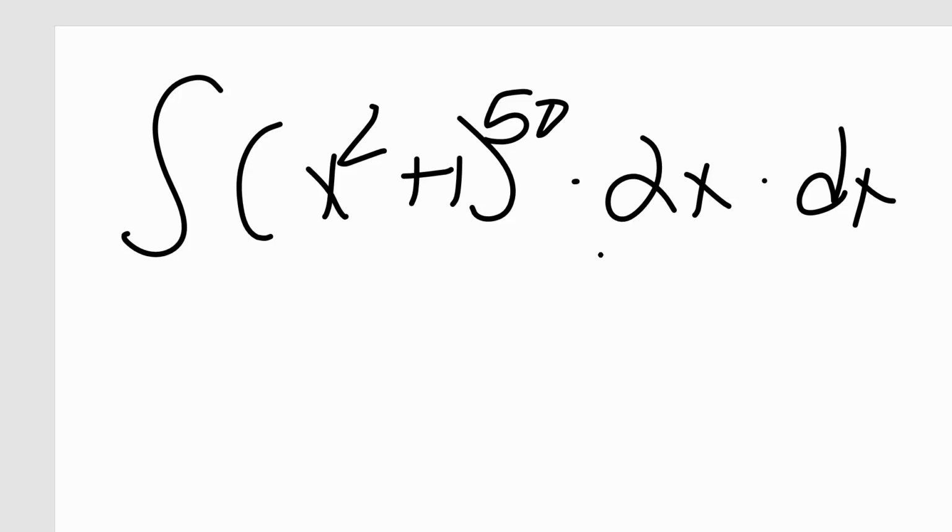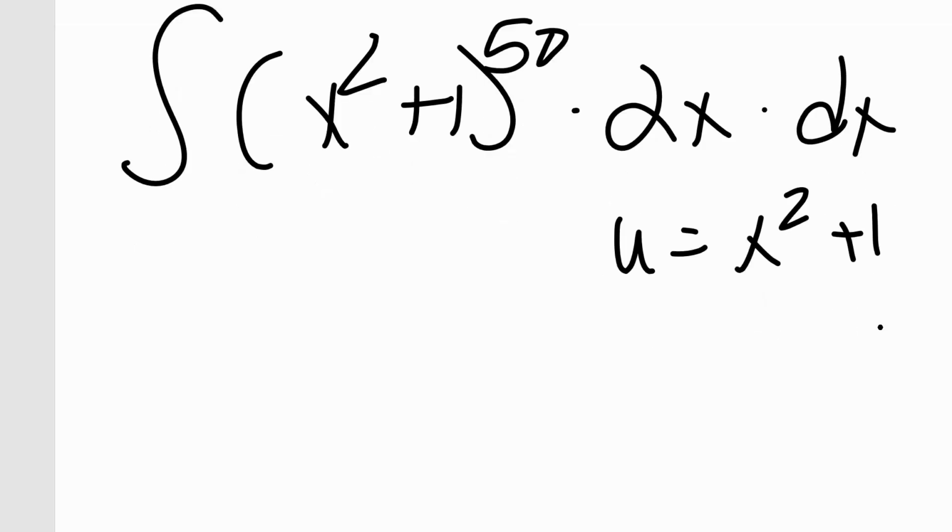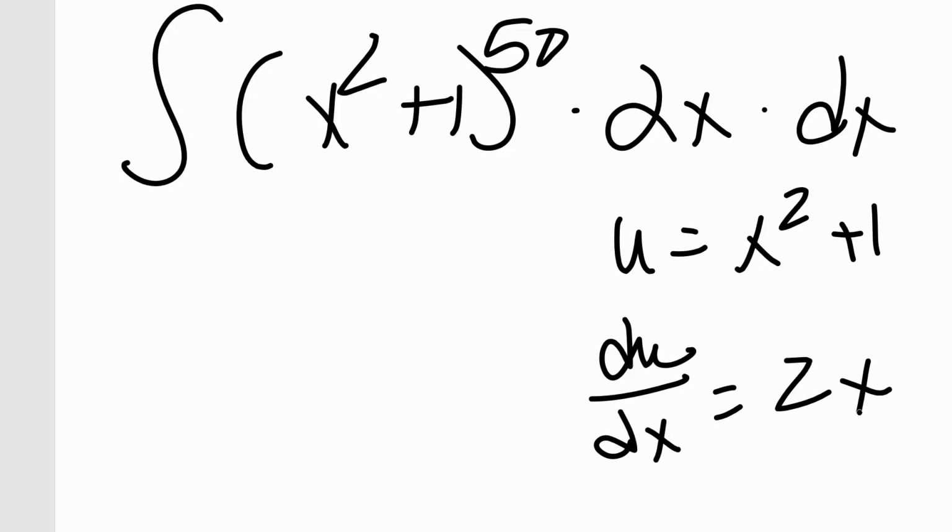All right, so in order to do this, we're going to pick our u. Our u is typically what's in parentheses. So u is going to be x squared plus 1. Then we're going to want to find the derivative of that. So du dx is 2x. You're going to want to get du by itself, so multiply each side by dx. Du is 2x dx.